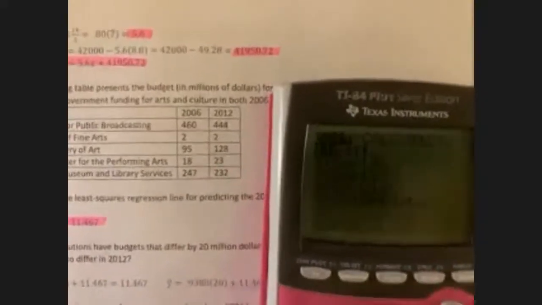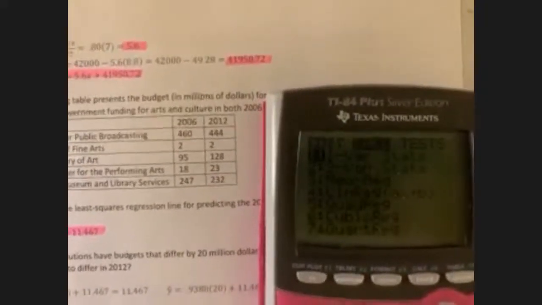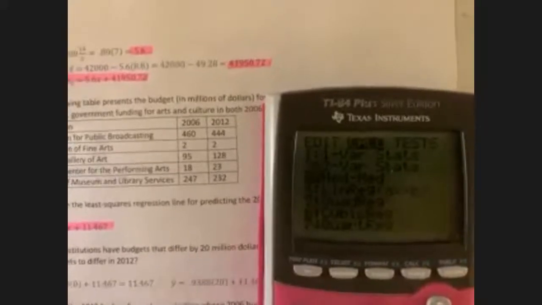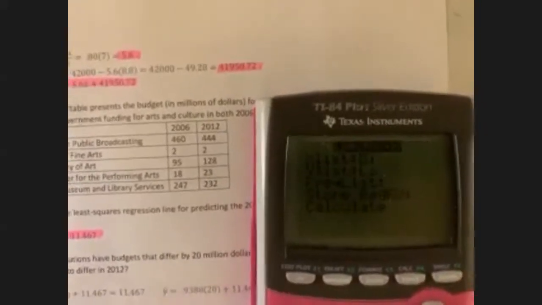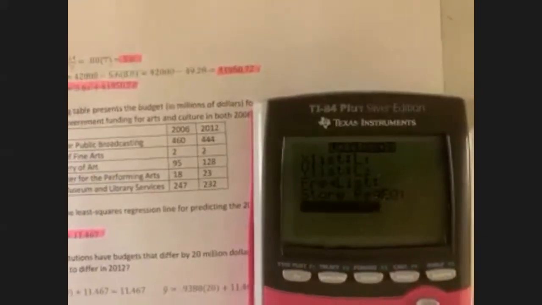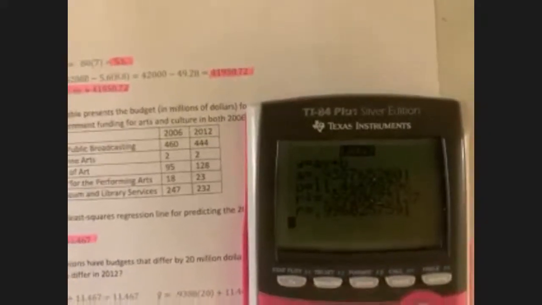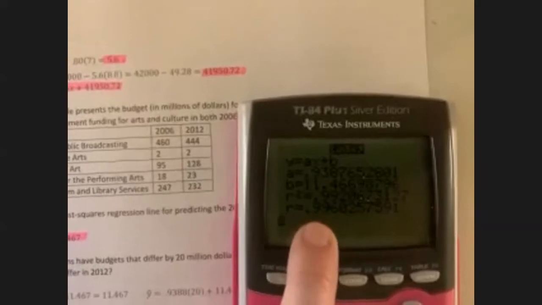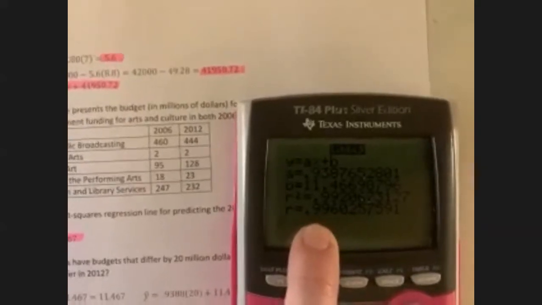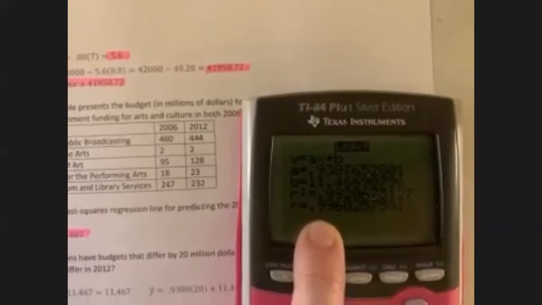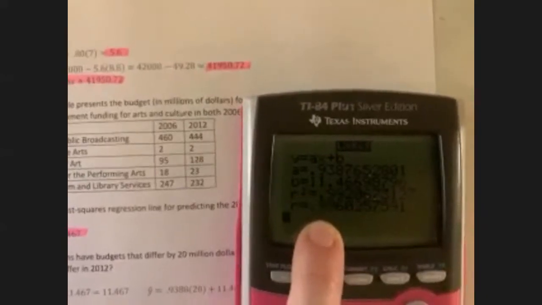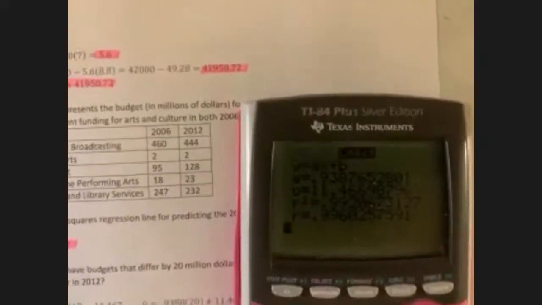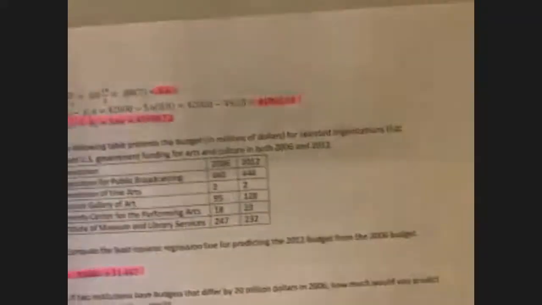We're going to go to Stat, over to Calc, and we're going to go down and pick option number 4. Okay, and again, for my calculator, I've got to press a bunch of enters. Okay, so now notice we've got 0.996. Guys, that is a really good line, okay? Like, really, really good, and it's a positive line, okay? So I'm going to write our equation up.